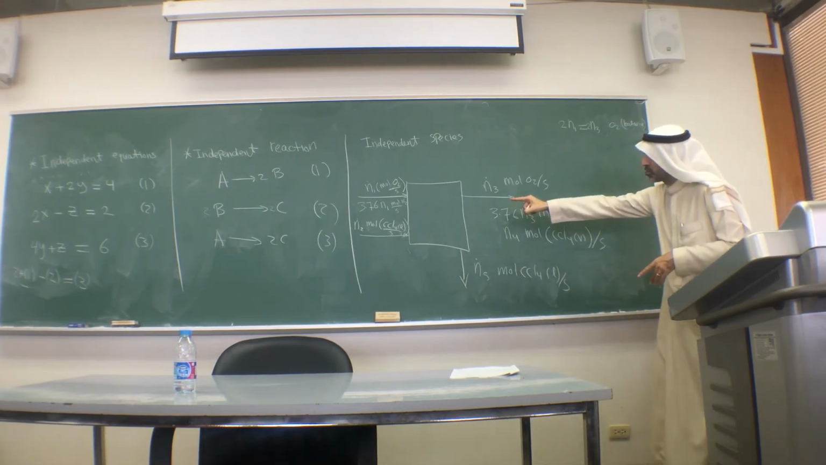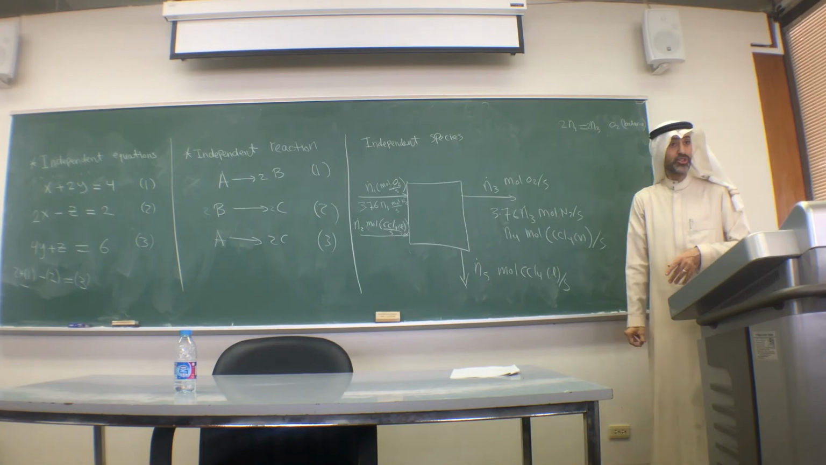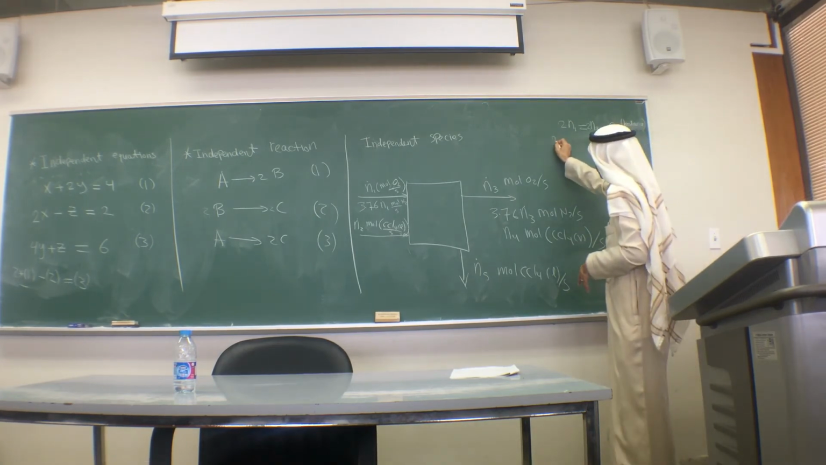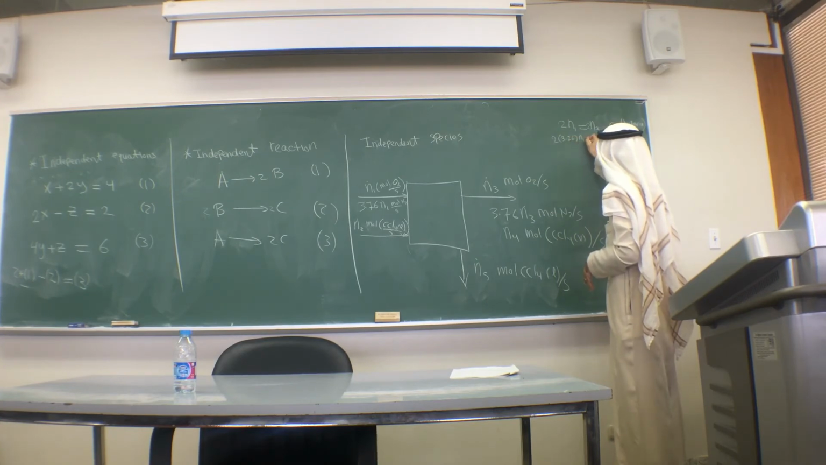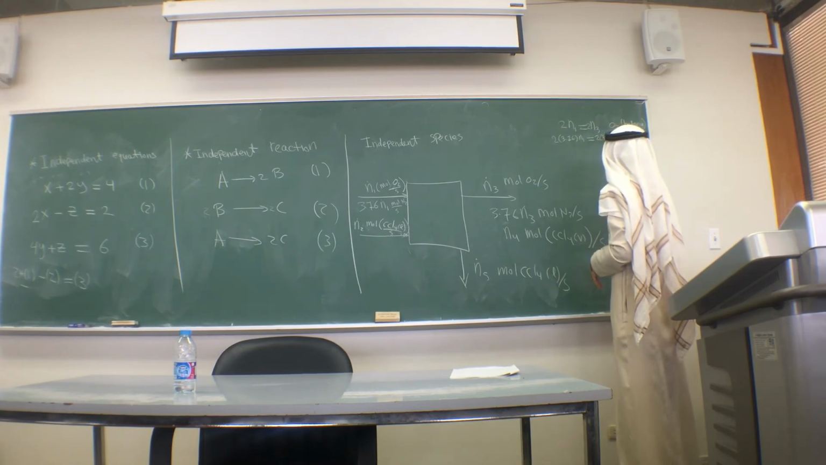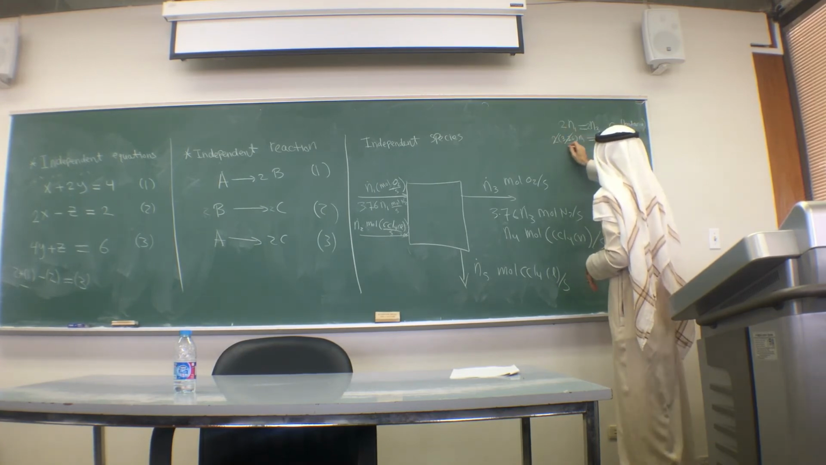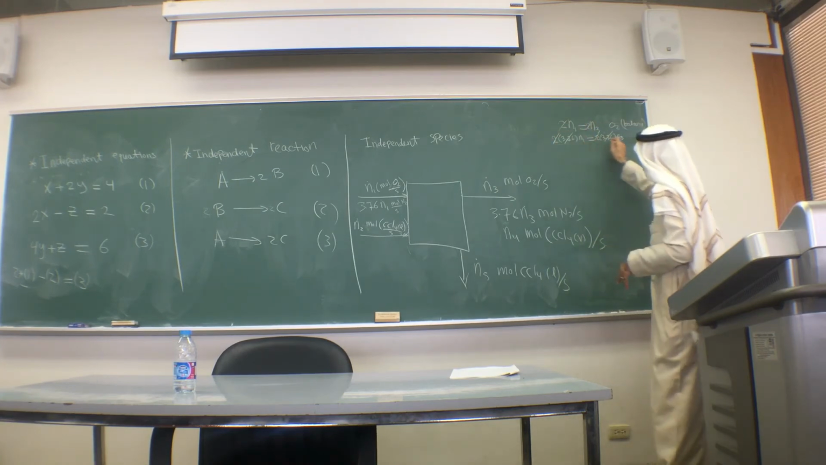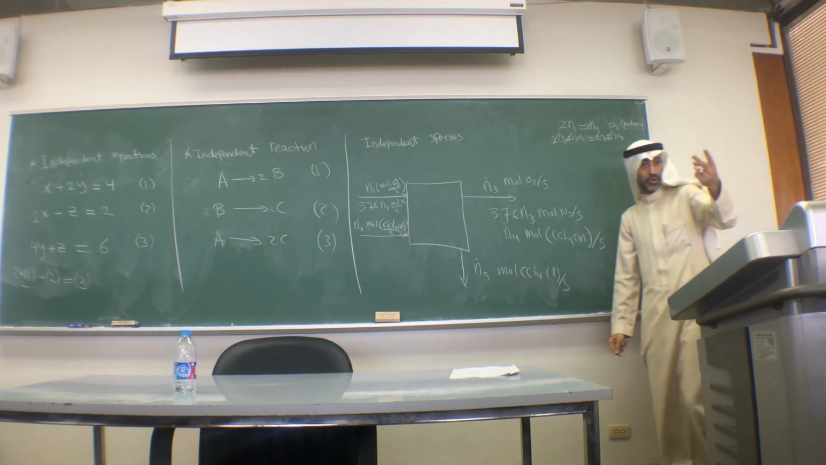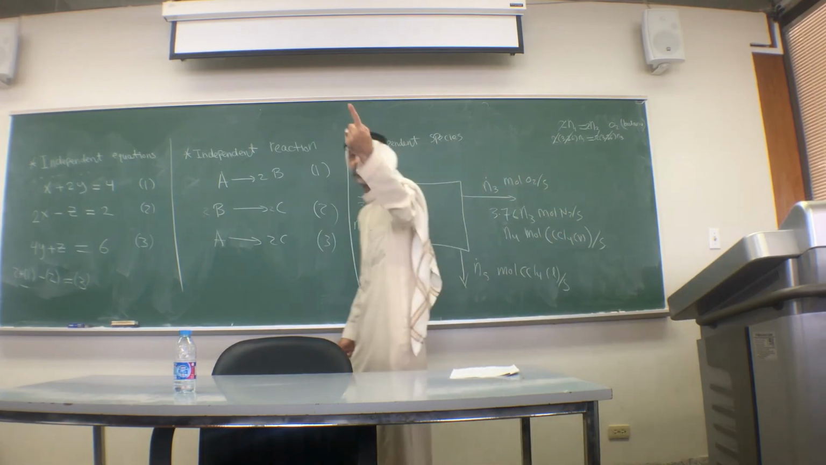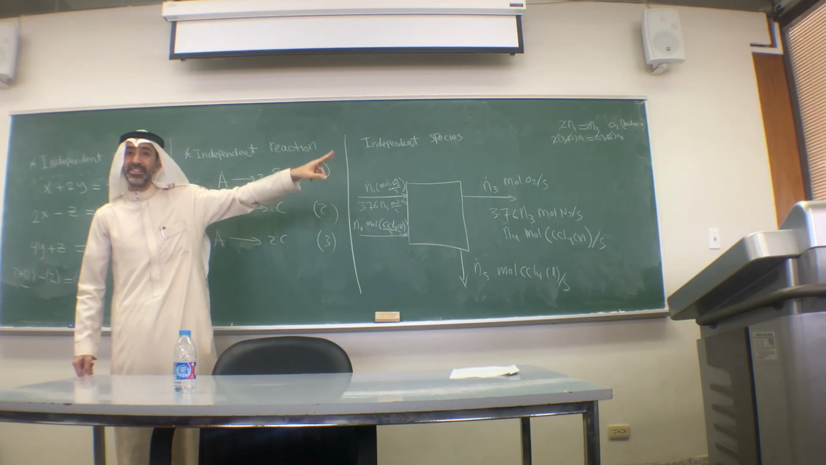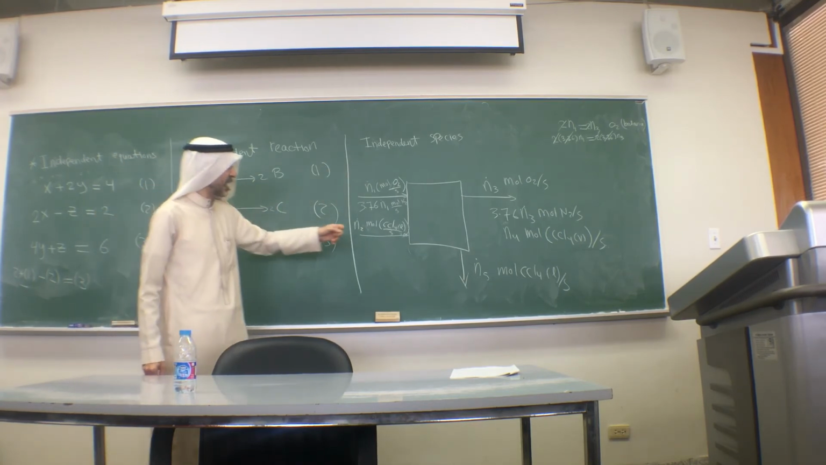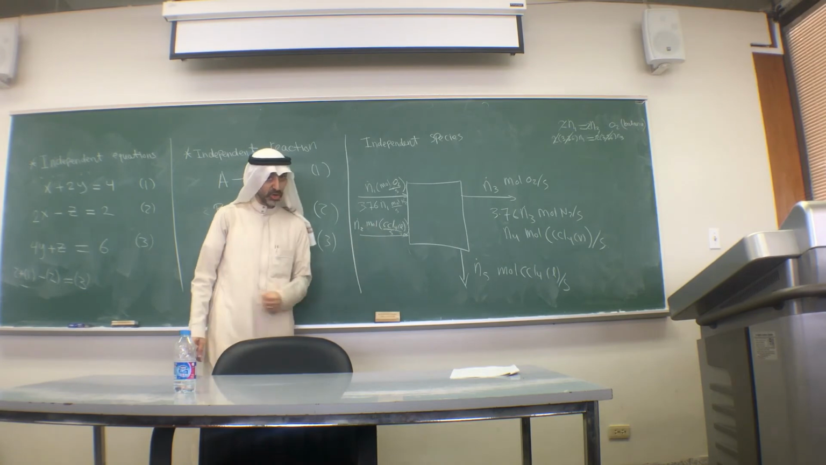Now let me do the atomic balance for nitrogen. 2 times 3.76 N1 equals 2 times 3.76 N3. Divide both sides, and we have N1 equal N3. So from the two equations that I can write, I get only one. Those are dependent. Now let's see the carbon and the chlor.